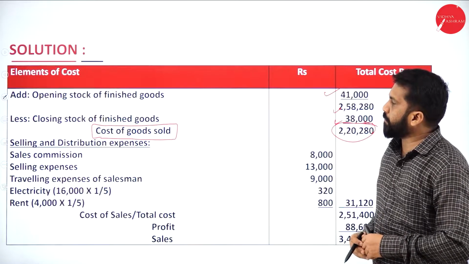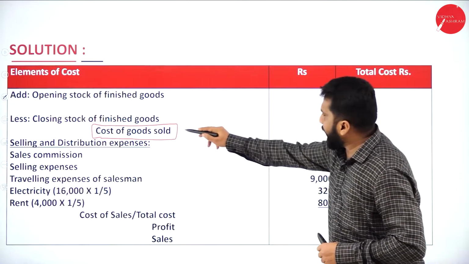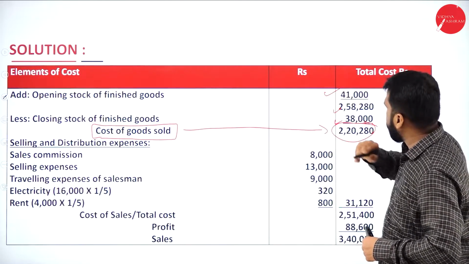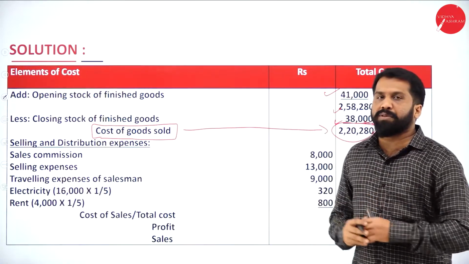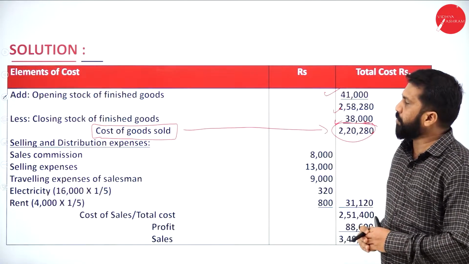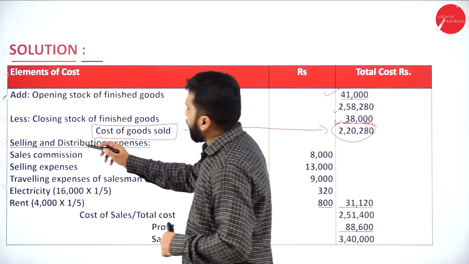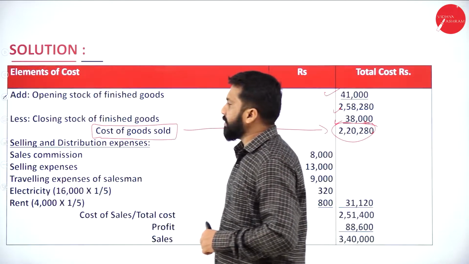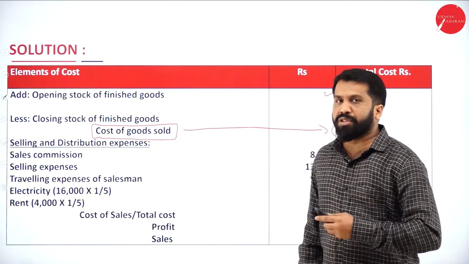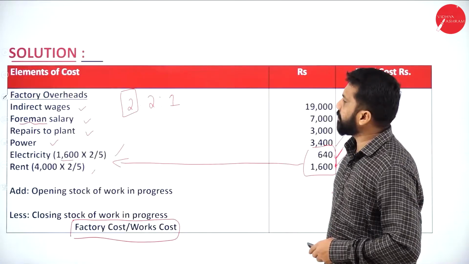You got cost of goods sold 2,20,280. Now, up to this we completed. Then we'll move to the next one: selling and distribution expenses. Under selling and distribution, again I'll go back.